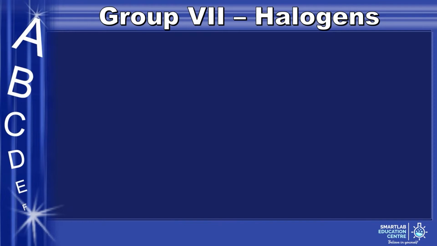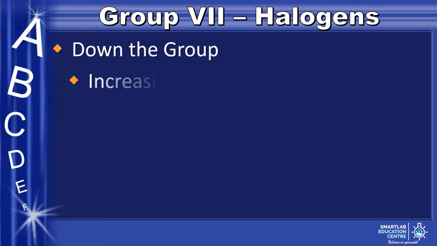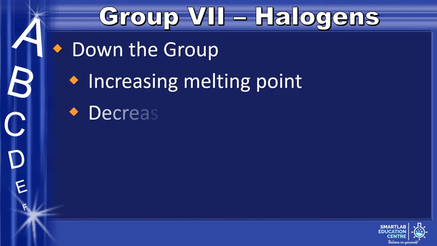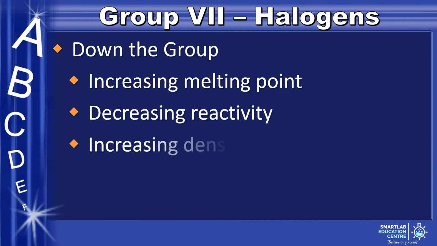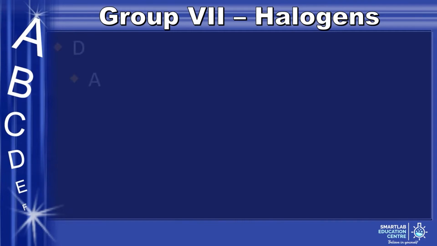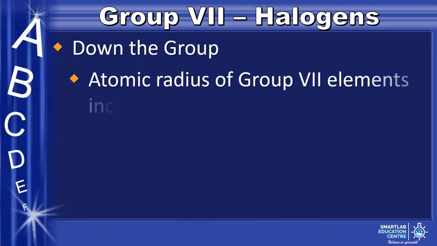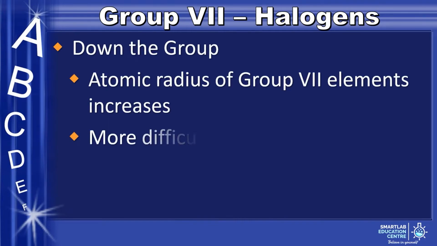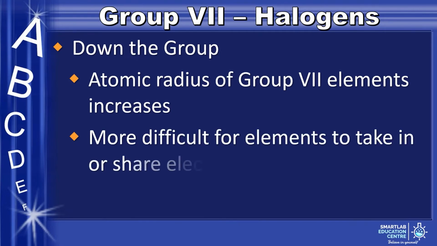Down group 7, the melting point increases, the reactivity decreases, and the density increases as well. Since the atomic radius of group 7 elements increases, it makes it more difficult for elements to take in or share electrons, therefore the element is less reactive.